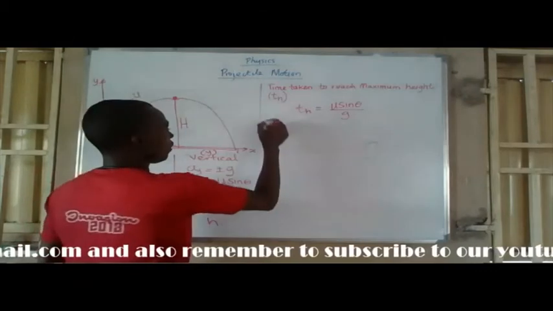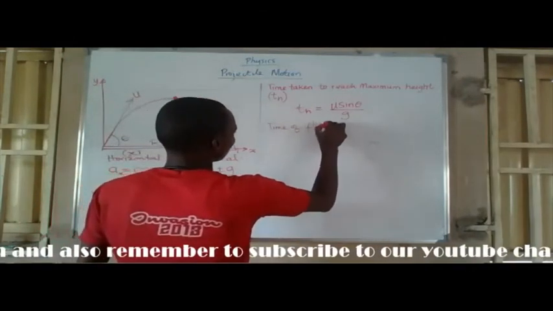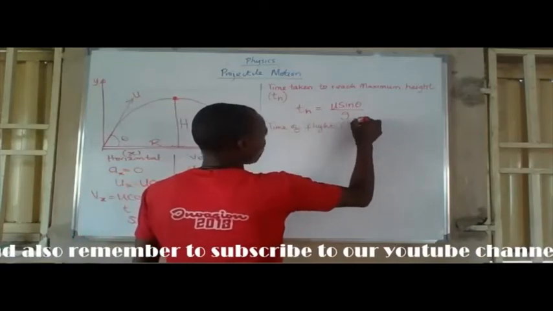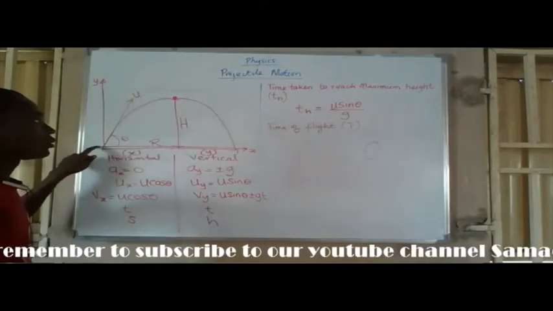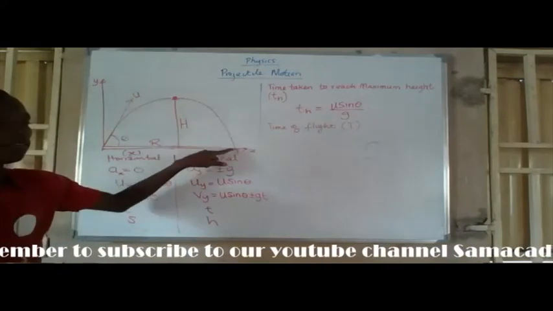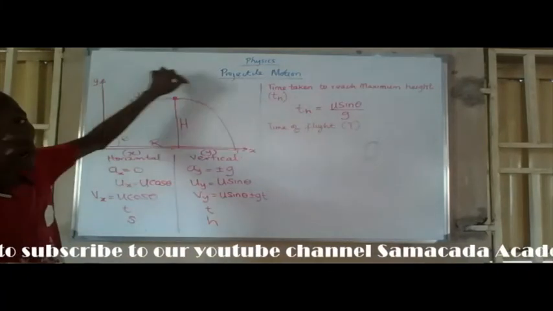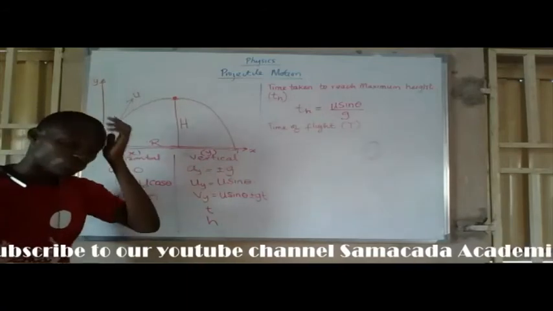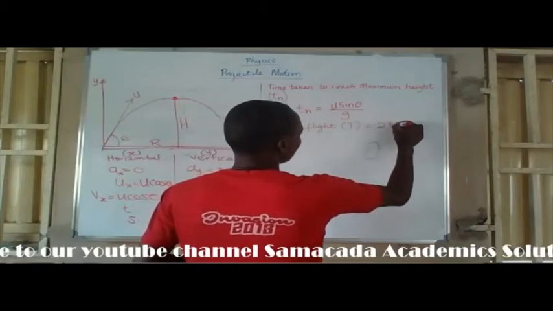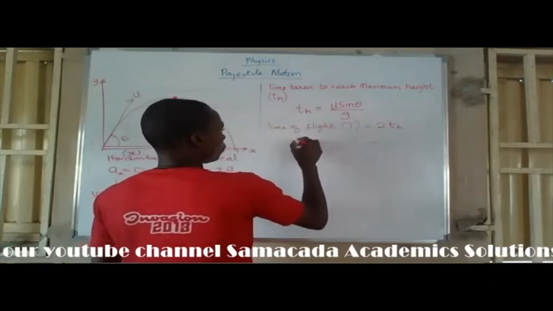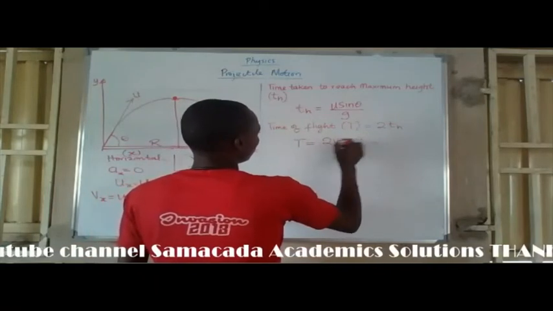We also have time of flight. We use a capital T. This is the time it takes to move from the point of projection upwards and then back to the same level from which it was projected. And usually this is 2 times the time taken to reach the maximum height. And so the time of flight is actually 2u sine theta divided by g.